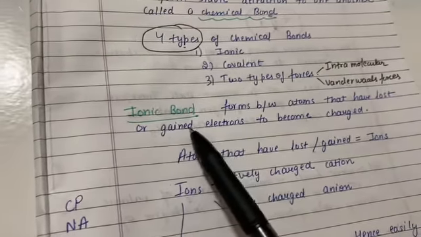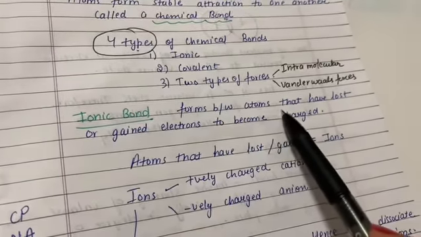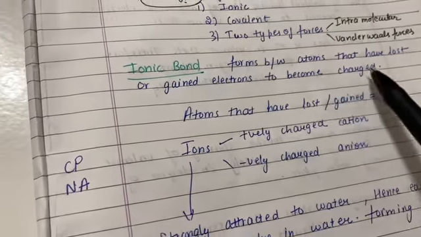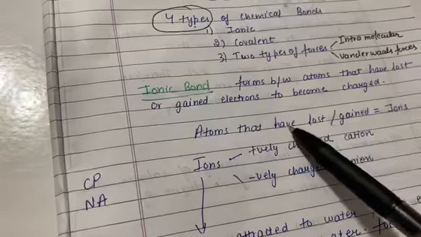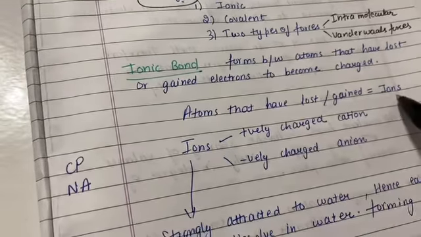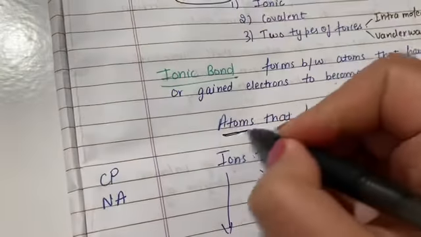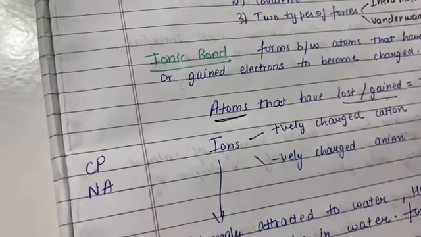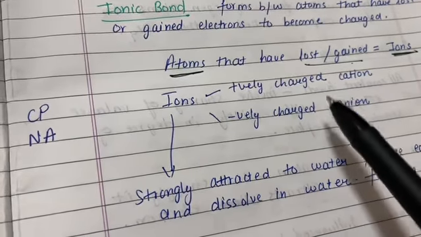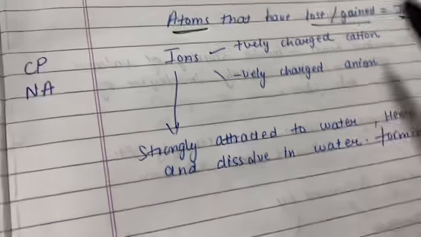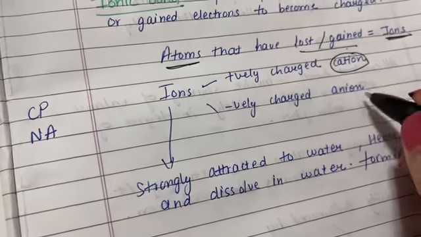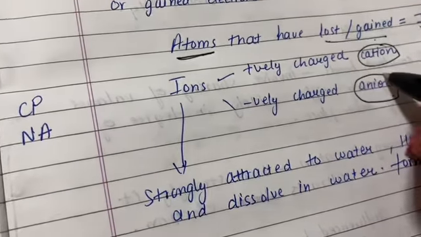First, ionic bonds. Ionic bonds form between atoms that have lost or gained electrons to become charged. Atoms that have lost or gained electrons are called ions. Ions can be positively charged or negatively charged. A positively charged ion is called a cation, and a negatively charged ion is called an anion.